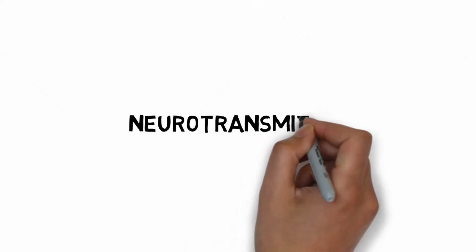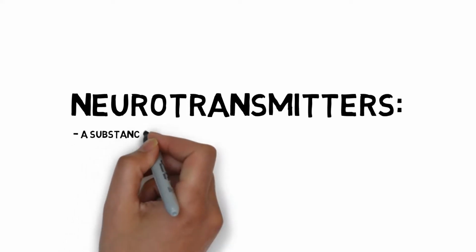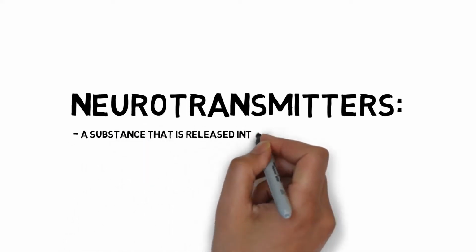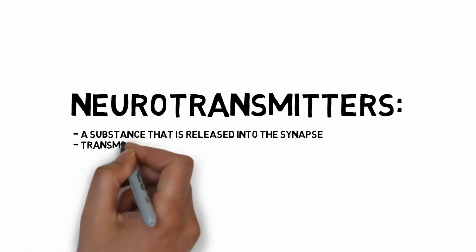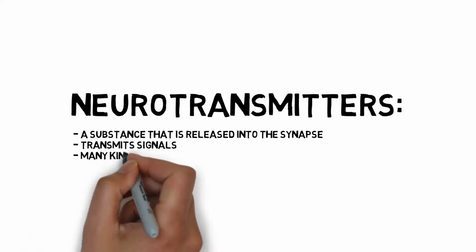This is the video on neurotransmitters in general. A neurotransmitter is a substance that is released into the synapse in response to an action potential reaching the axon terminal. It is supposed to transmit a signal from the presynaptic cell to the postsynaptic cell through an electrochemical process. There are many types of neurotransmitters.